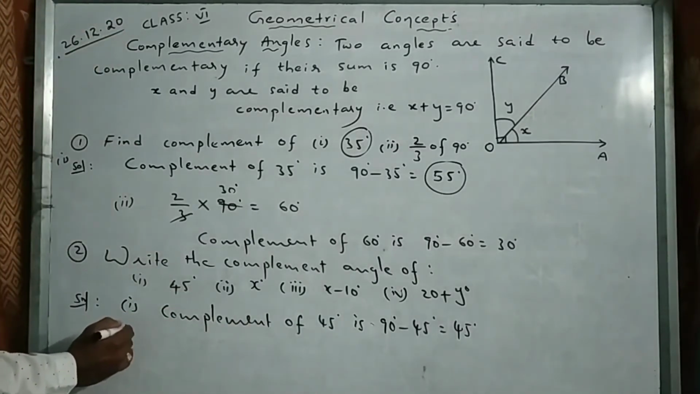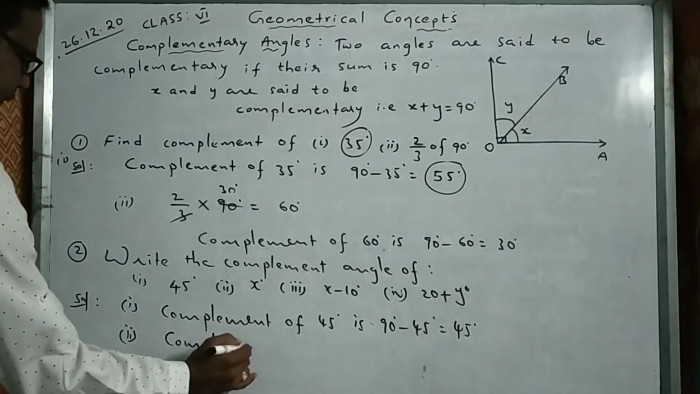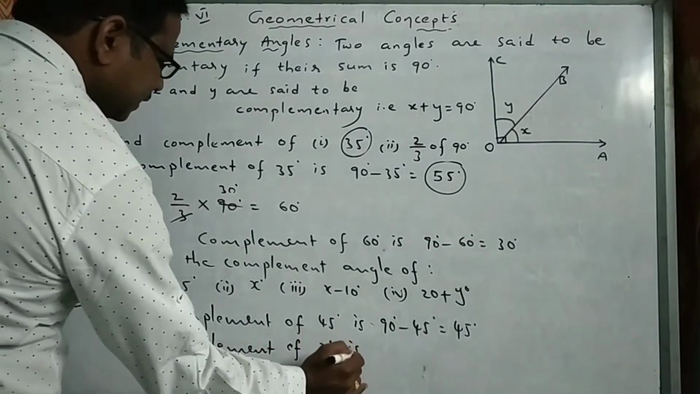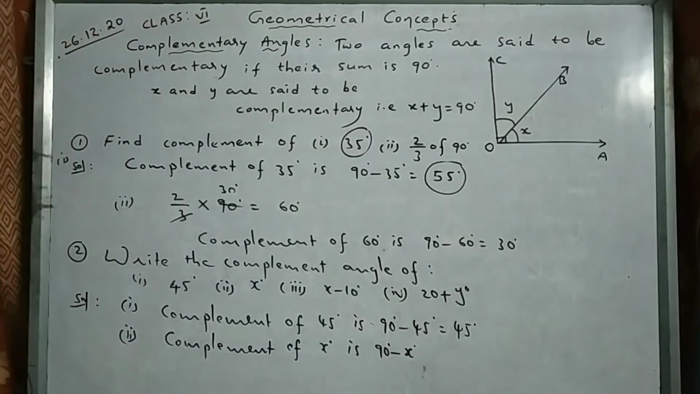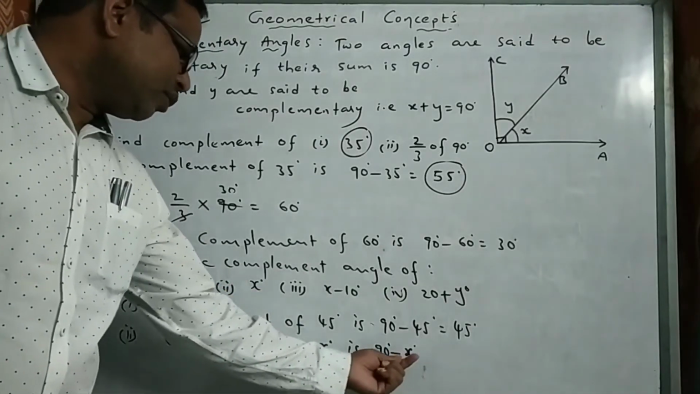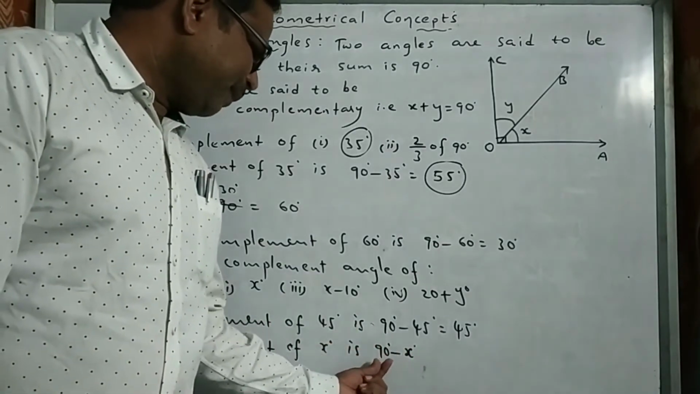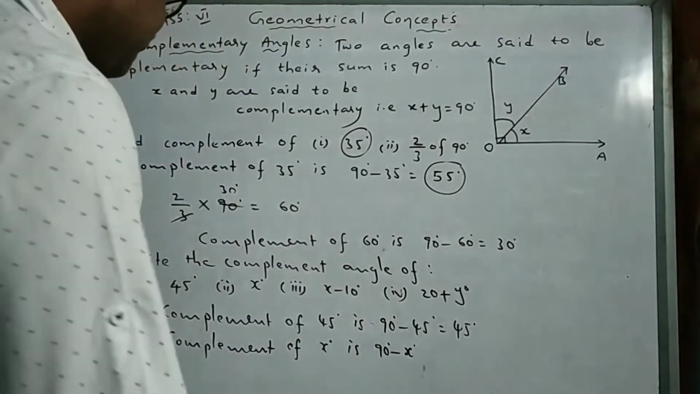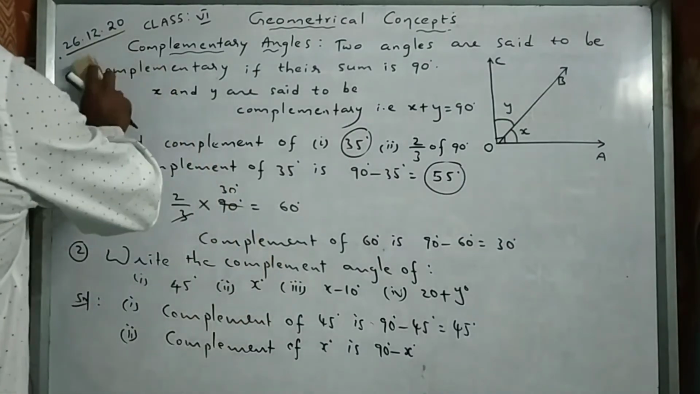Second one, the complement of x degrees is 90 minus x degrees. Is it not? The given angle is x degrees here, so we have to remove that x from 90. It cannot be simplified because one is a constant and the other is a variable. So this is the final answer, 90 minus x. Okay, let us see the third one.